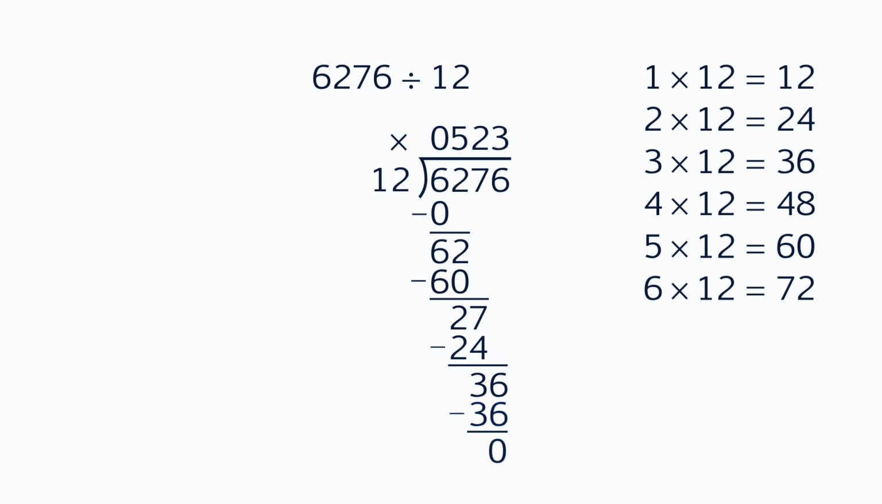At this point, there is no remainder, and there are no more digits to pull down. That means that you are finished. The answer to your division problem is 523. In other words, you have found that 6,276 divided by 12 equals 523.